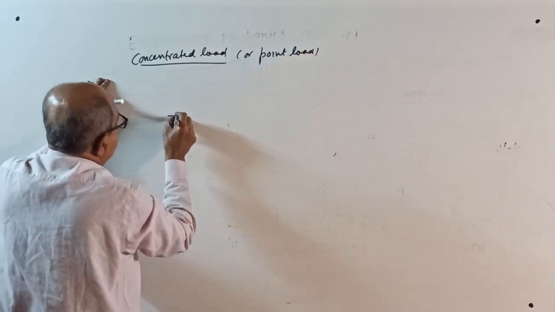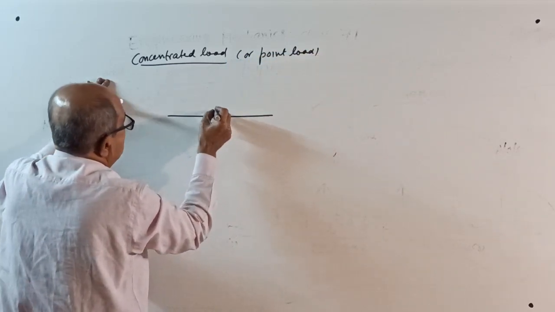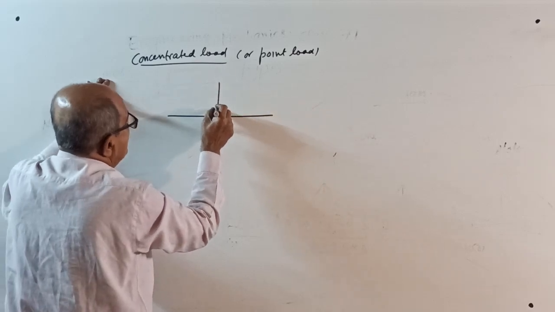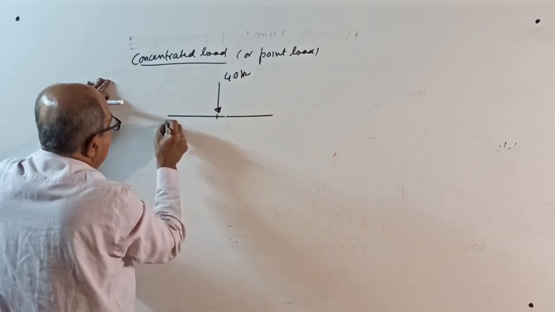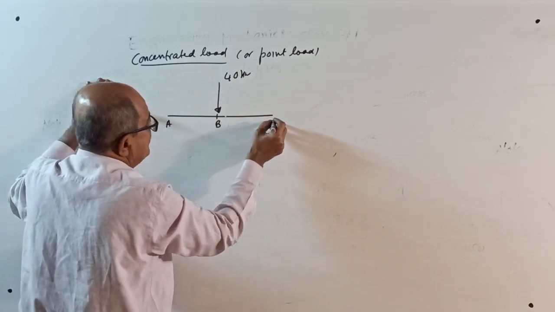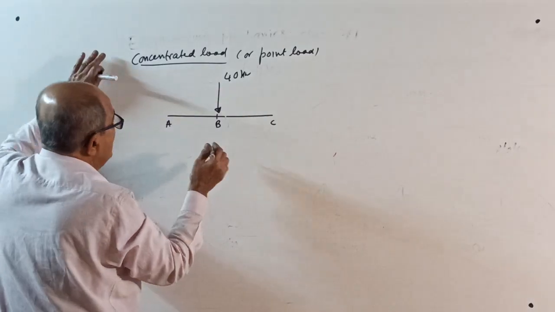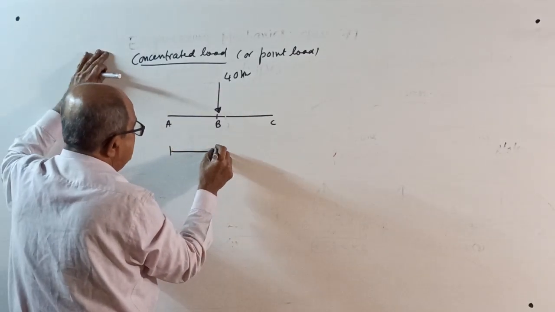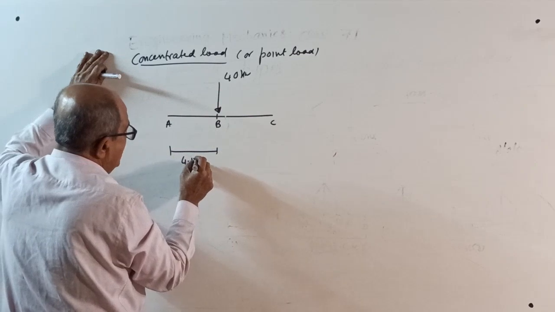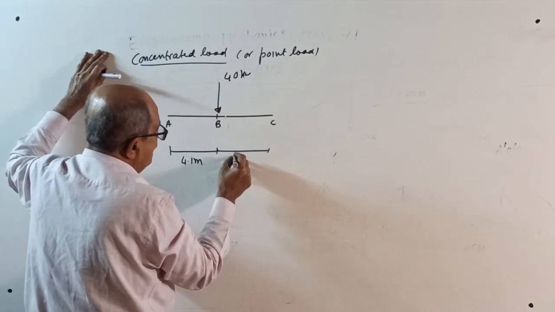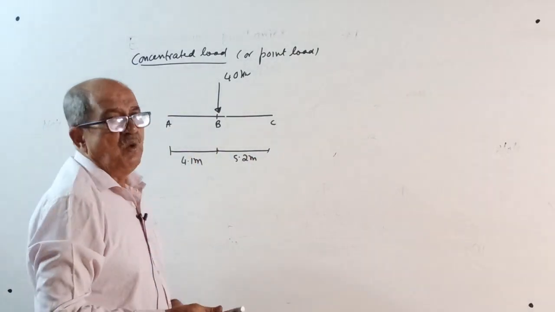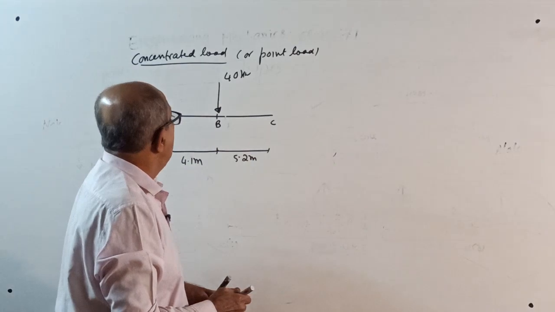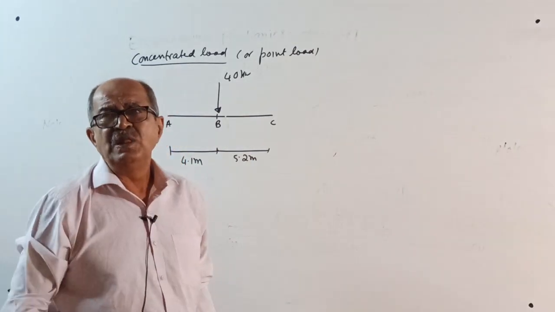See, suppose you apply a load here, 40 kilonewton, at a point, ABC. Now see, this ABC is not a loaded length. There is no loaded length here. Imagine this distance is 4.1 meter and this distance is 5.2 meter. Now, what do we want? We require the magnitude of the load.